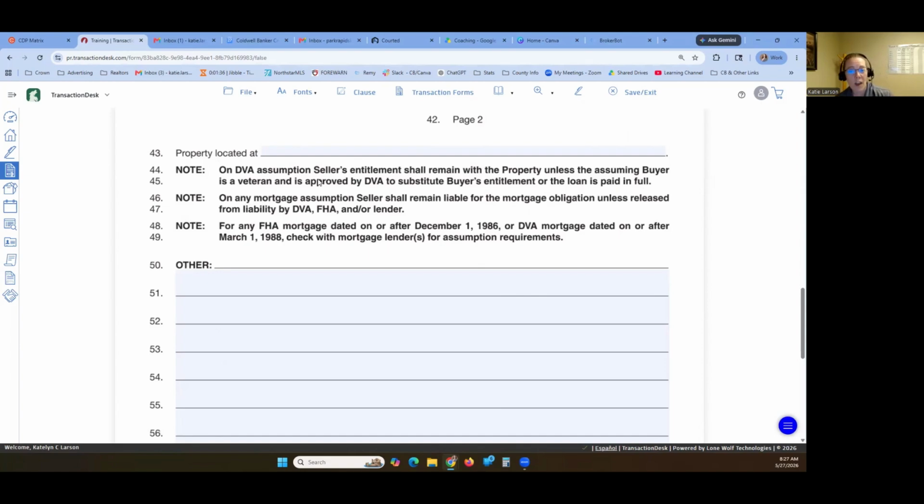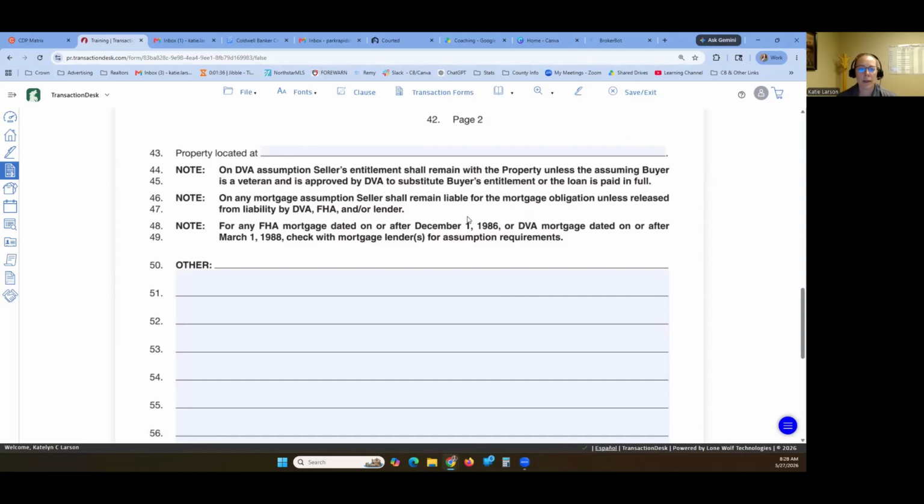Now, some veteran loans, because there's multiple different kinds, don't require the buyer to be a veteran, but they do have other hoops they have to jump through. So make sure as the listing agent and the seller, you are talking to your mortgage company to see what requirements are needed to assume your specific type of loan.